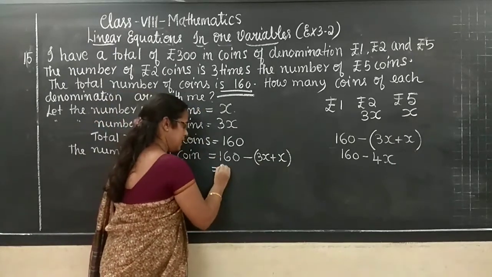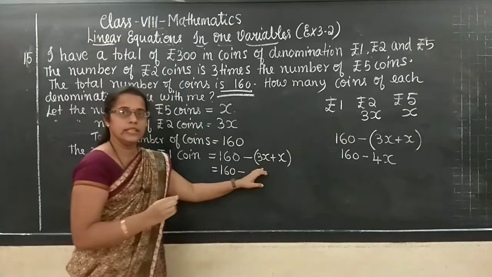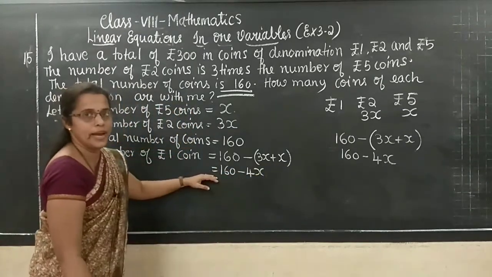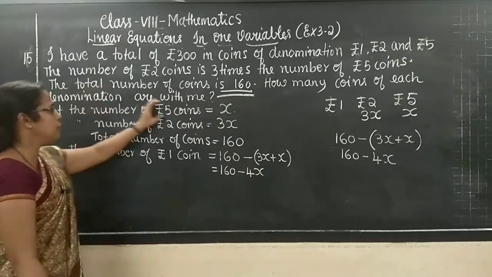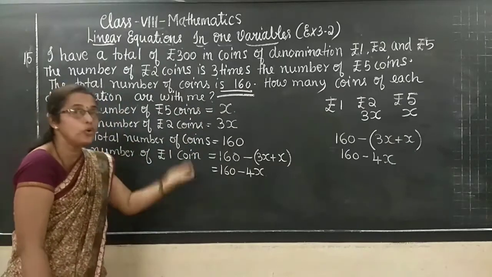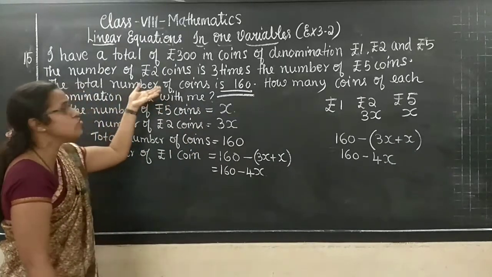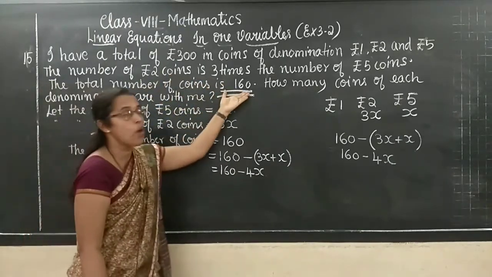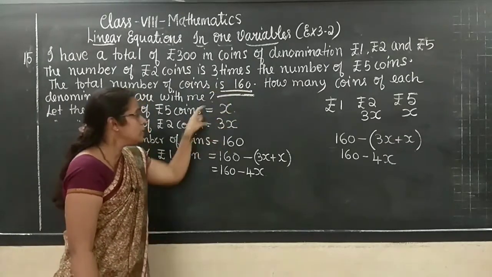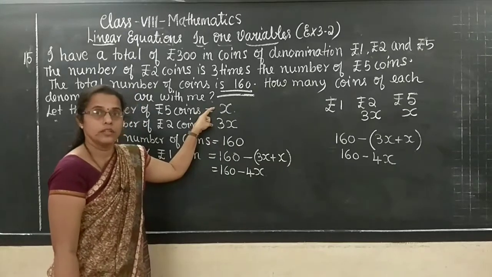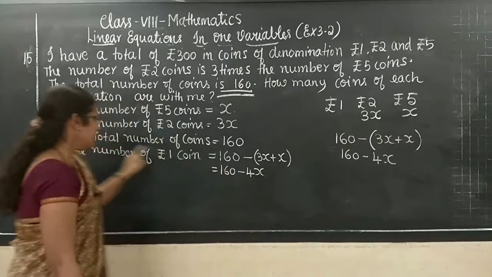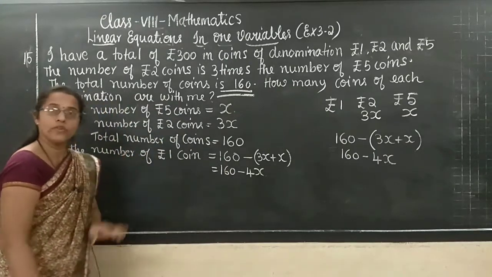So 160 minus 3x plus x, 4x. This is the 1 rupee coin. Here, 5 rupee coin is x, 2 rupee coin is 3x. If you don't know the 1 rupee coin, first you have to see the sentence, what is given there. 160 coins are there. From 160, you subtract the sum of these two. Okay, now children, like this I get. So, this is about the number of coins.